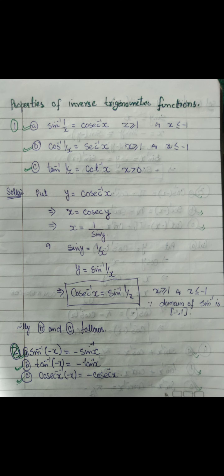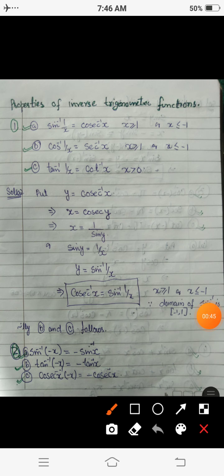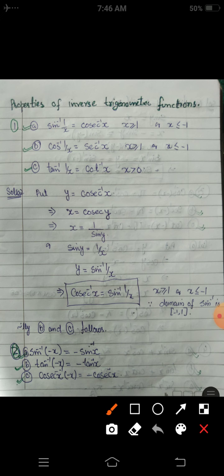Here for the first, this part A, that is sine inverse 1 upon x, you know that the domain of sine is always the interval minus 1 to 1, which implies that 1 upon x is always greater or equal to minus 1 and less or equal to 1. Similarly, the domain for cos is always the closed interval minus 1 to 1, which implies that when 1 by x belongs to minus 1, 1, x is greater or equal to 1 or less or equal to minus 1. Similarly, for this tan inverse 1 upon x is cot inverse x, x greater than 0.